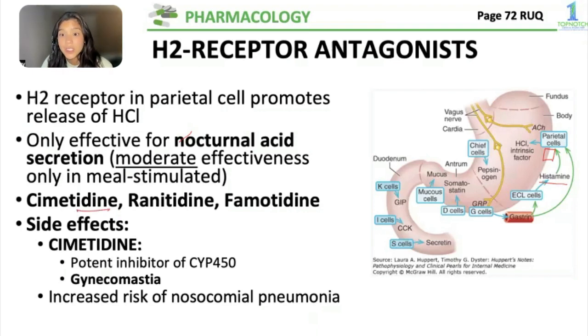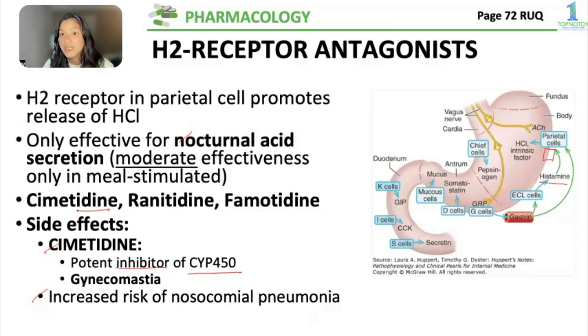What are some side effects that you guys need to know? Generally, they're all quite well tolerated. The side effects that you guys need to note for the boards is with cimetidine in particular, it's a potent inhibitor of your CYP450. Okay, it's an inhibitor of your CYP450. And it can cause what we call gynecomastia. All H2 receptor antagonists are also associated with an increased risk of nosocomial pneumonia. Another thing you guys need to know is, although it is very well tolerated most of the time, whenever it does have side effects, it's usually seen in elderly patients, especially when you give H2 receptor antagonists IV.